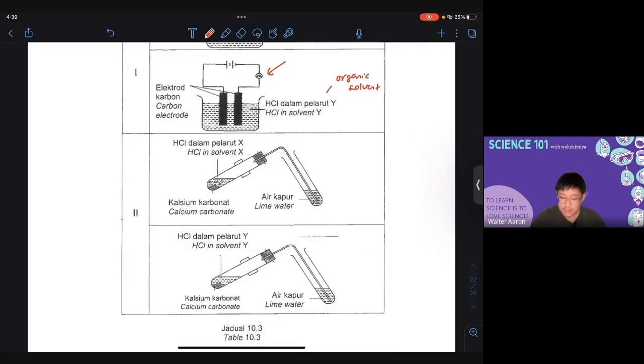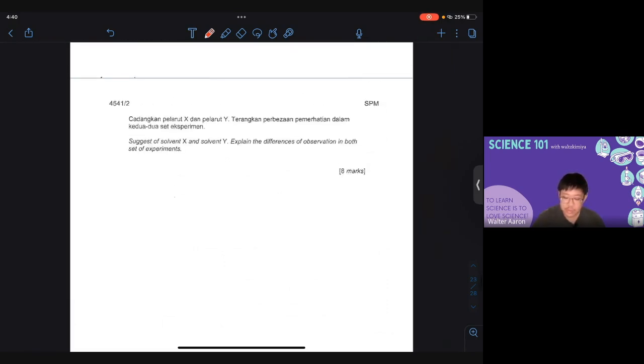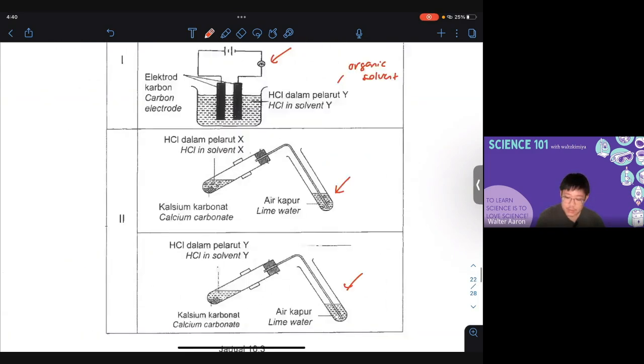After that, in number 2, if HCl plus solvent X reacts with calcium carbonate, you can see that the lime water turns cloudy, but in Y, nothing happens. So suggest solvent X and Y, and explain the differences in observation in both sets of experiments. I think this one is quite easy, but you have to use a table, it's easier for you to answer the question. So for experiment 1, you can see the light bulb lights up.